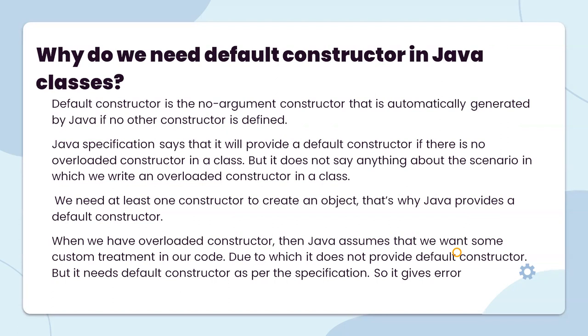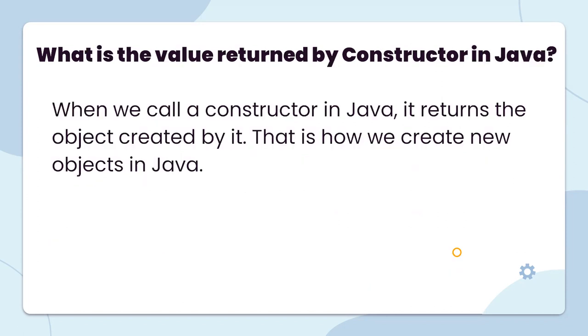When we have an overloaded constructor, Java assumes that we want some custom treatment in our code, due to which it does not provide the default constructor. Next question: what is the value returned by a constructor in Java? When we call the constructor in Java, it returns the object created by it. That is how we create a new object.